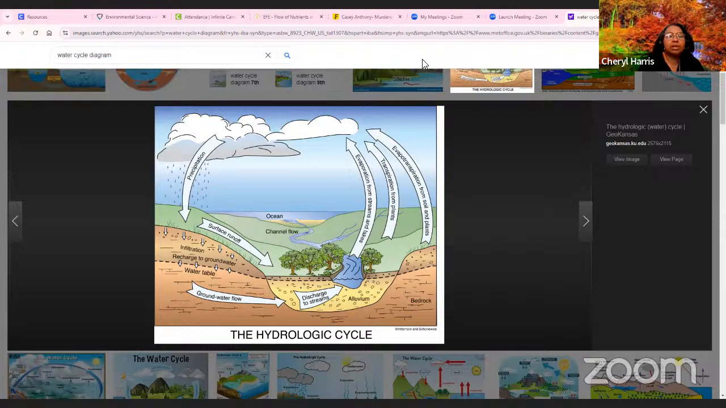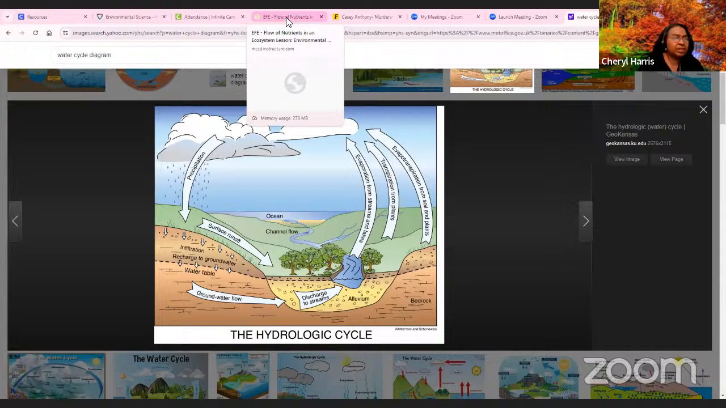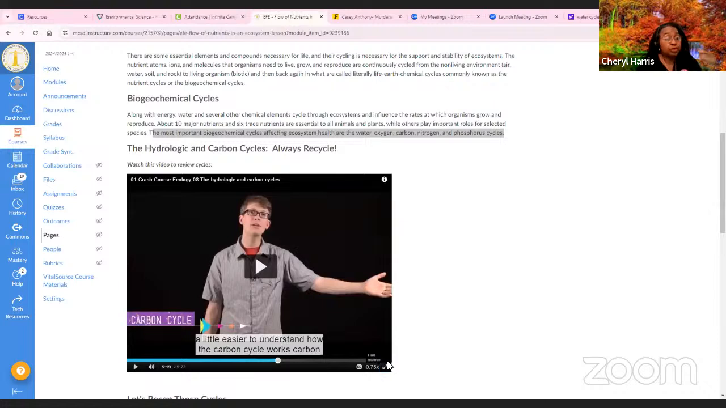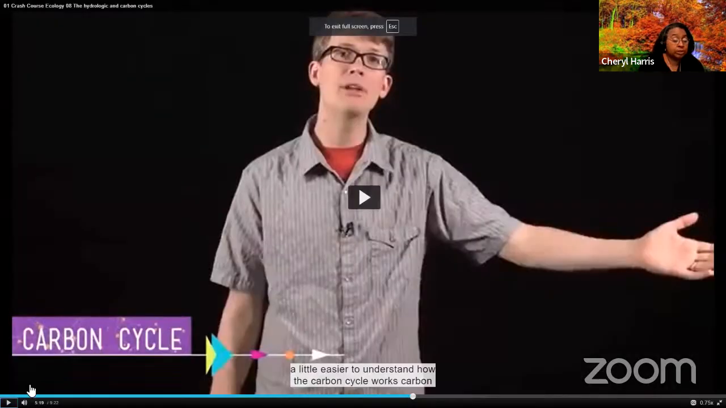All right. I'm going to let Mr. Wonderful go ahead and talk about the next cycle, the carbon cycle. All right. So again, our nutrient that we were talking about there was water. All living things need water. And this is how it is cycled through our biosphere. All right, so he's going to talk about the carbon cycle now.